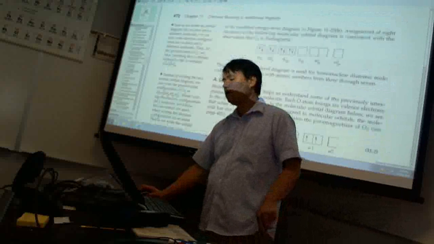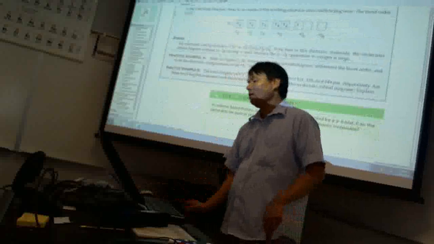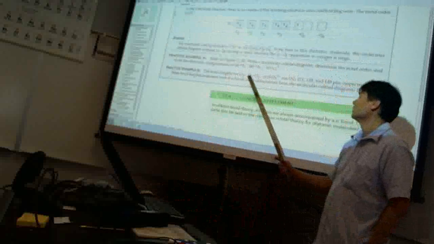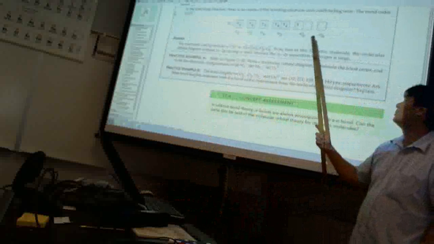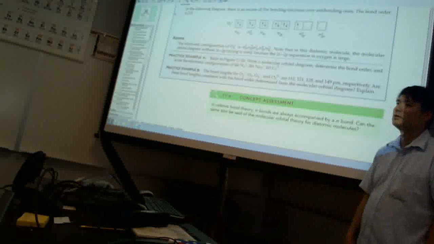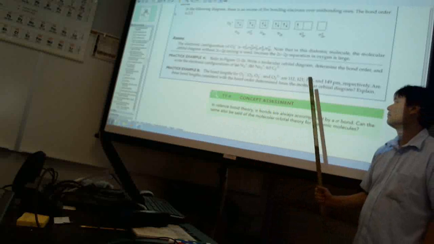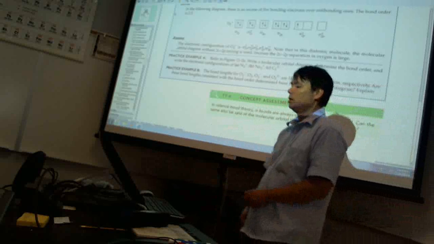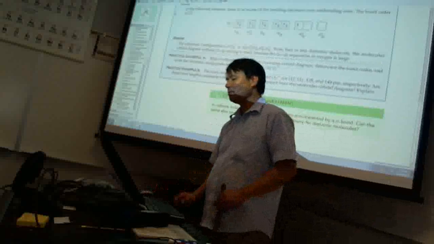We could look at other species too. In addition to O2 plus, we can look at O2 minus. Would O2 minus be better or worse? Worse, because that extra electron would go into an antibonding orbital. And then O2 2 minus.